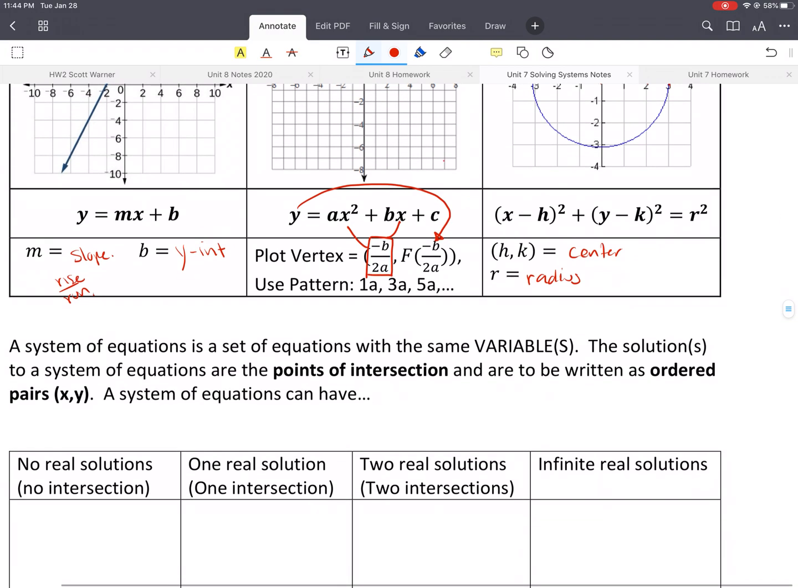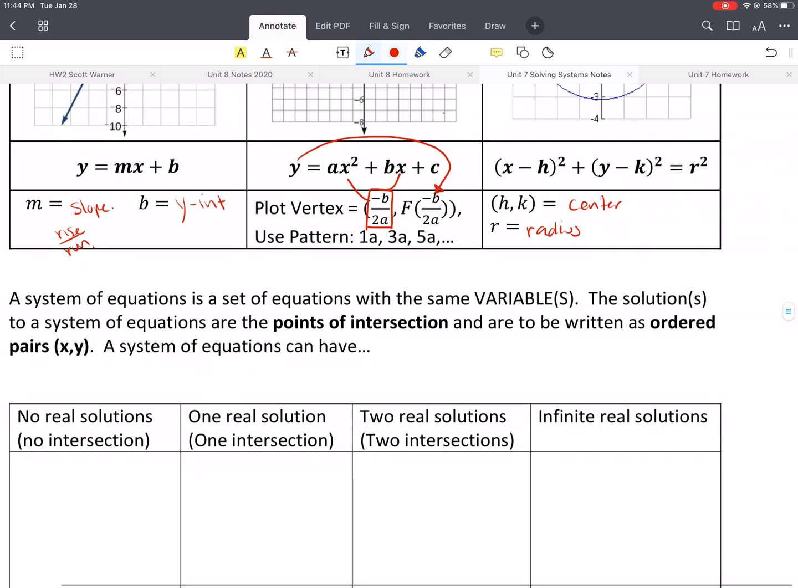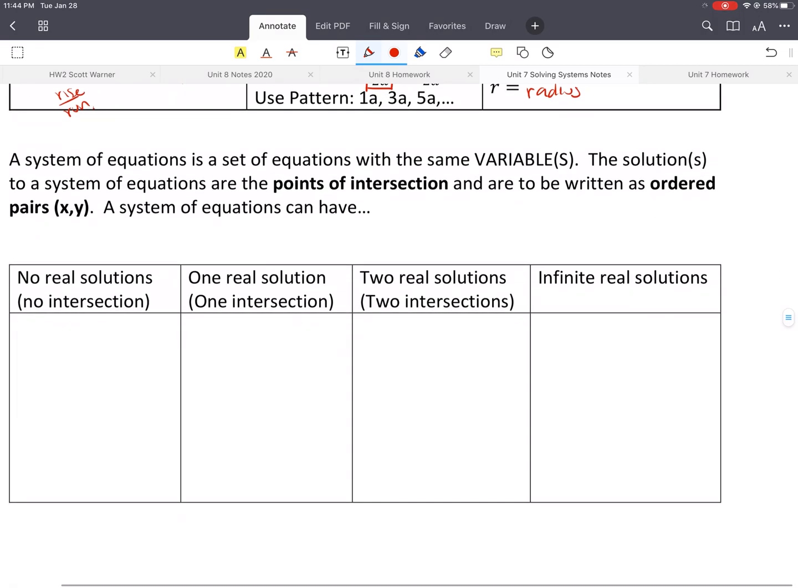Okay. All right. A system of equations is a set of equations with the same variables. The solutions of a system of equations are the points of intersection, and are to be written as ordered pairs, like x comma y. Systems of equations can have no real solutions, like no intersections. So some examples, we could come up with lots of examples. We're just going to cut this into a few examples. Could be something like two parallel lines. That would have no solutions.